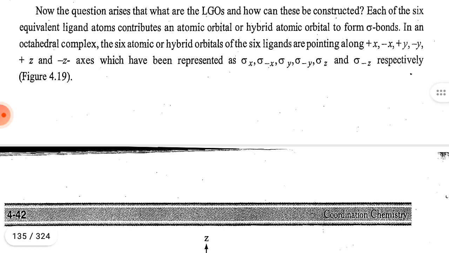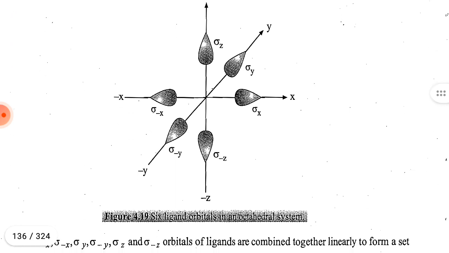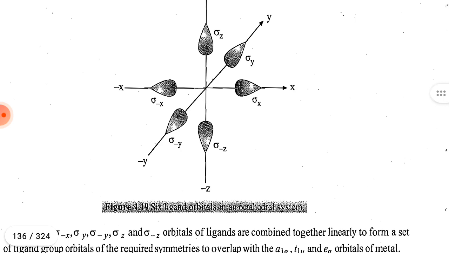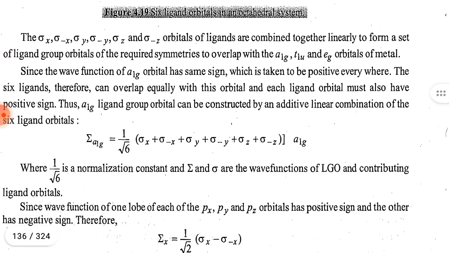Each of the six equivalent ligand atoms contributes an atomic orbital or hybrid atomic orbital to form a sigma bond in an octahedral complex. The six atomic or hybrid orbitals of the six ligands are pointing along the plus x, minus x, plus y, minus y, plus z, and minus z axes, which have been represented as sigma x, sigma minus x, sigma y, sigma minus y, sigma z, and sigma minus z respectively. Figure 4.19: six ligand orbitals in octahedral symmetry.